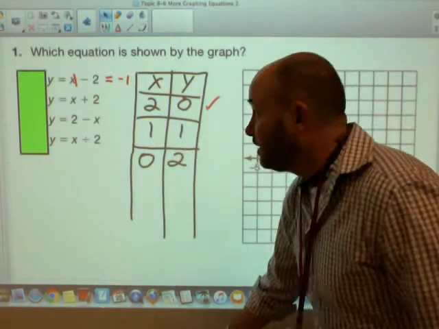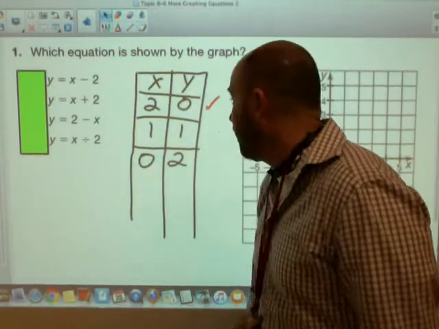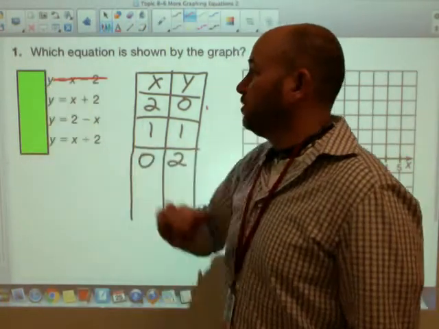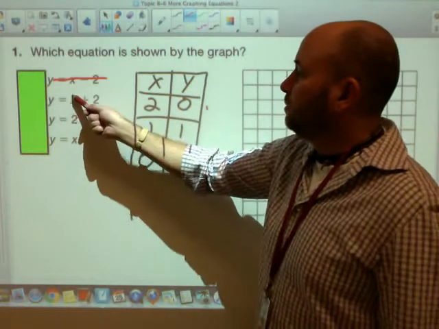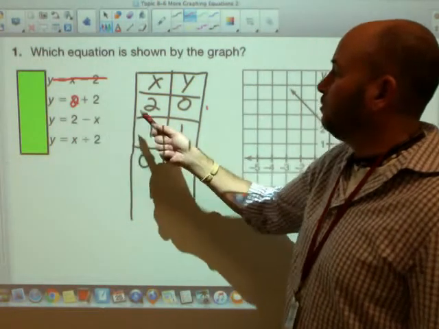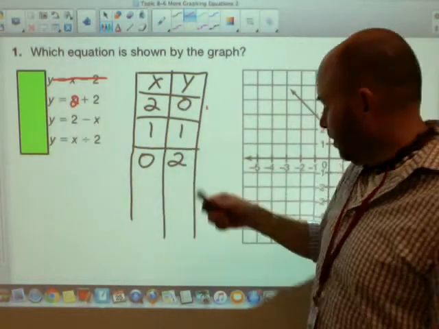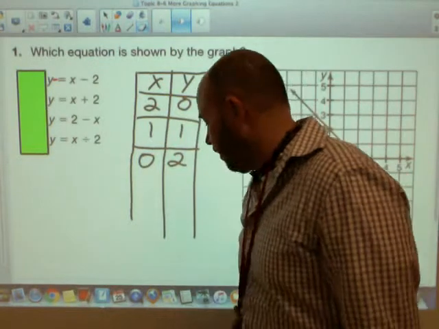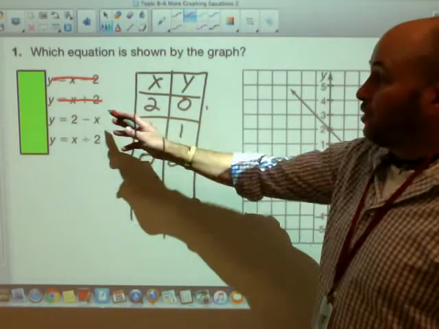So right away, I can eliminate that equation. So let's try it down here. I'm going to take my 2, and I'm going to say 2 plus 2 equals 4. So my y value should be 4. Nope, that one doesn't work either. Okay? So far, I've eliminated this one and this one. Now I'm going to try this one.